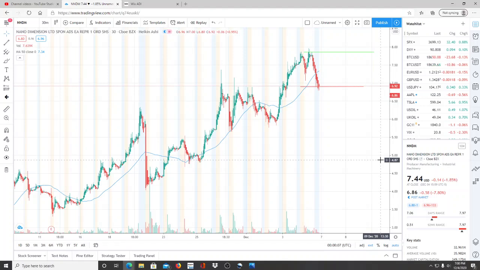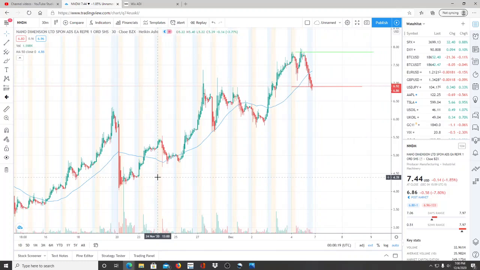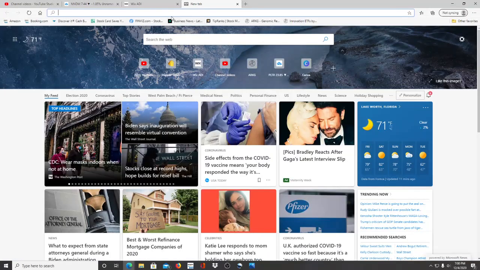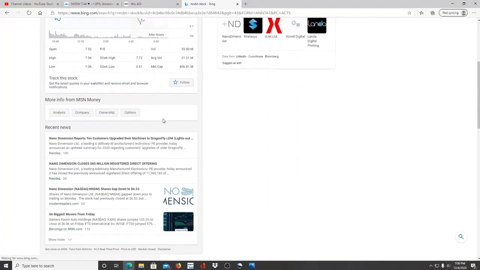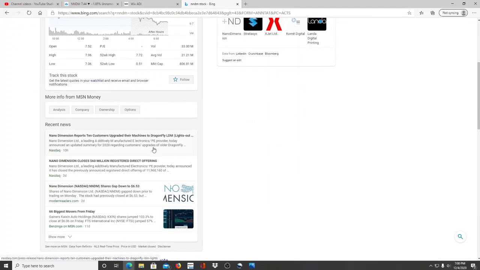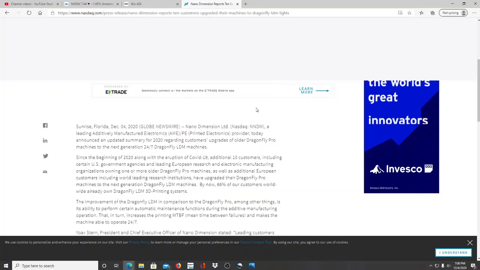I did a chart analysis already on Nano Dimensions, so we have the resistance and the support there. I'm looking at the chart, and when you look at it overall, it has been working its way up. Some great news came out today that there were about, I think it was 10 or 9 customers that actually have switched their machines. They went ahead and changed their machines.